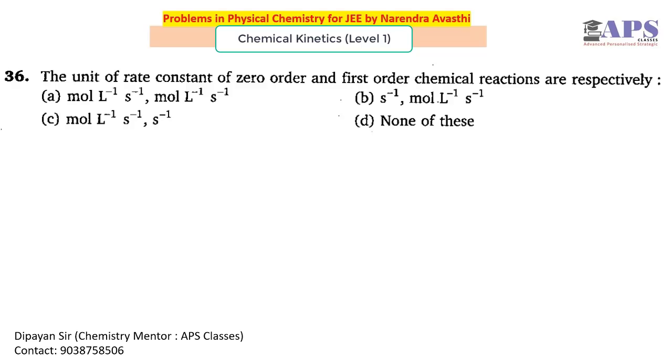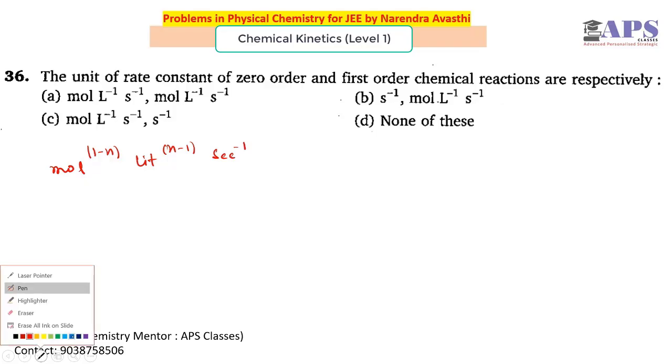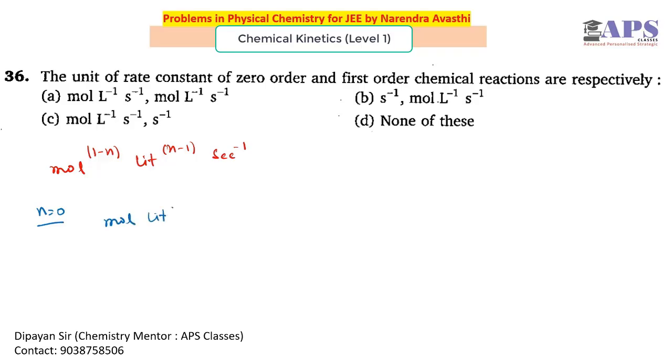For question number 36, the unit of rate constant for 0 order and first order. So we can generally write mole to the power 1 minus n, liter to the power n minus 1, second inverse, as the unit of the rate constant for any nth order reaction. If n value is 0, then mole liter to the power minus 1, second inverse, and for first order reaction this is only second inverse. So option C will be the correct option.